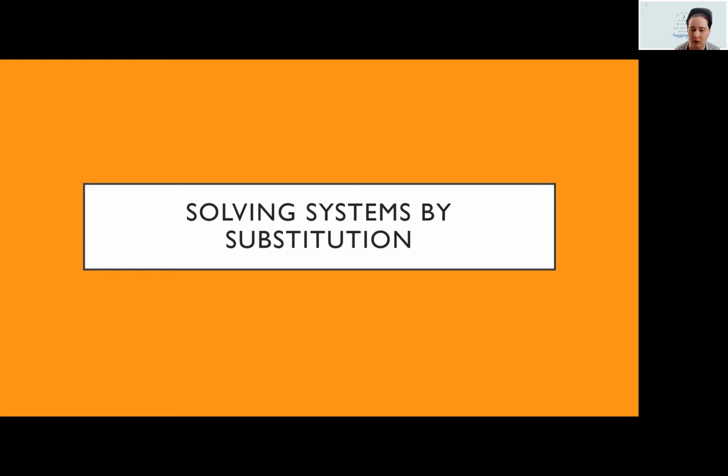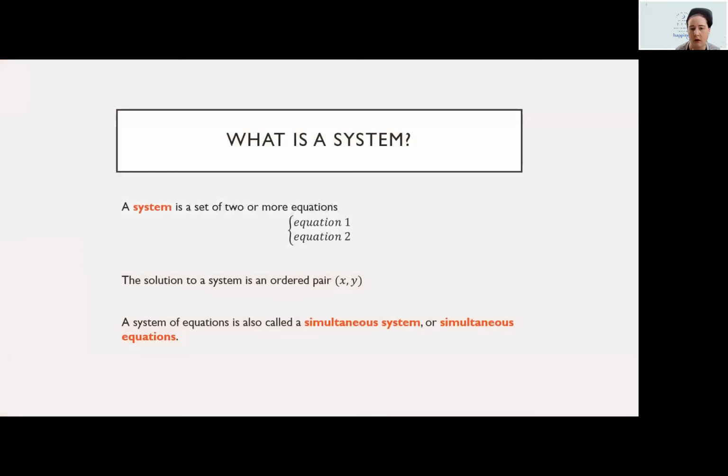So I'm covering systems using substitution, which is a very popular method to solve. First, what is a system? We have a system when we have more than one equation that we're trying to find a solution for. We are looking for a solution that works in all of the equations in our system. We indicate that we have a system with curly braces, and then you put your equations to the right of it.